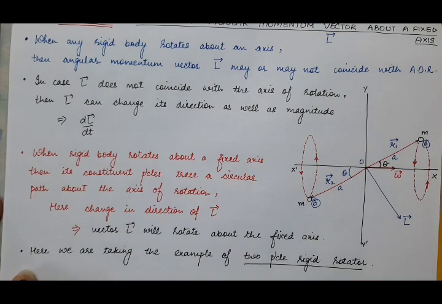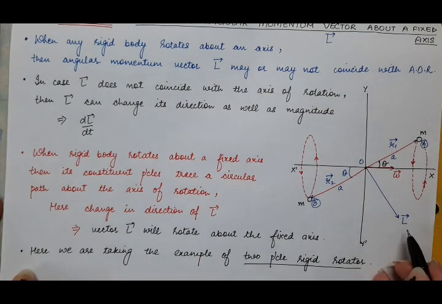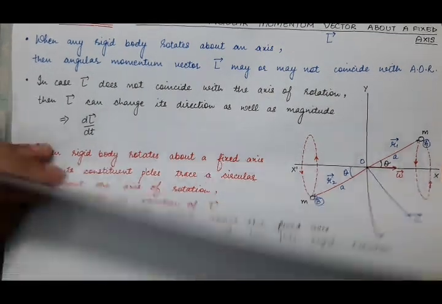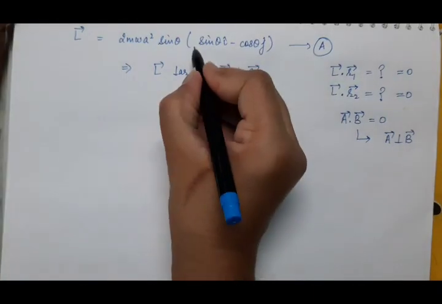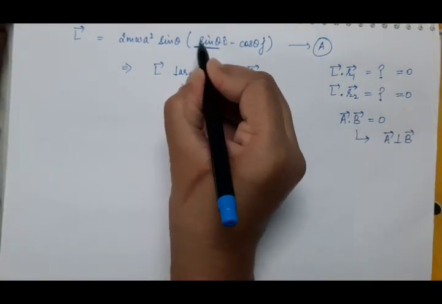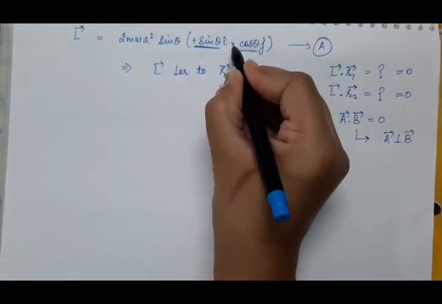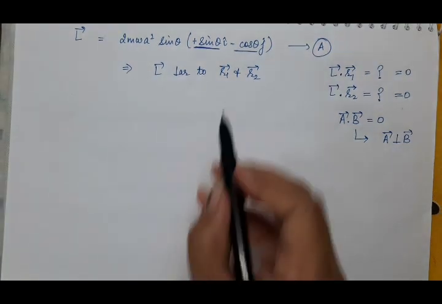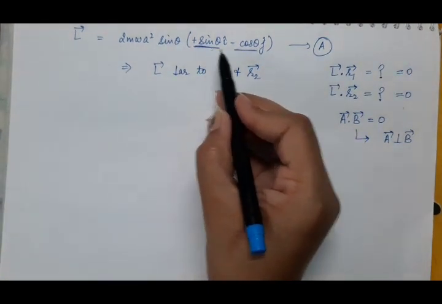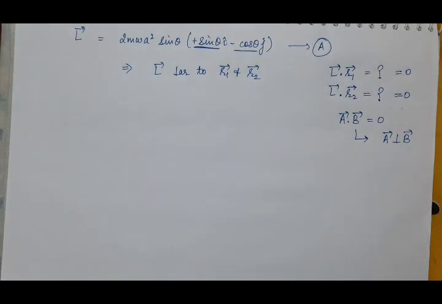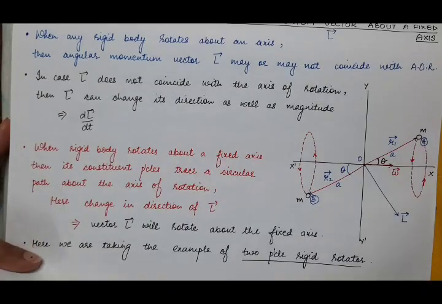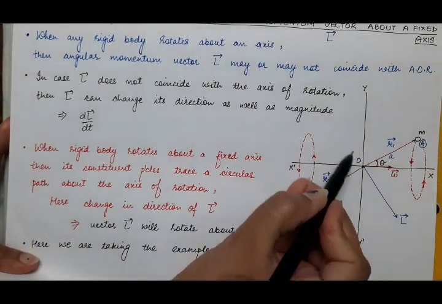Also watch out for the coordinates of this L vector. What are the coordinates of this L vector? This is the x coordinate, where you have plus i cap, and this is the y coordinate, where you have minus j cap. It means the x coordinate is positive and the y coordinate is negative. And that only happens in the fourth quadrant. It means the direction of L vector lies in the fourth quadrant. So that is why I have not taken the direction of this L vector in the second quadrant.